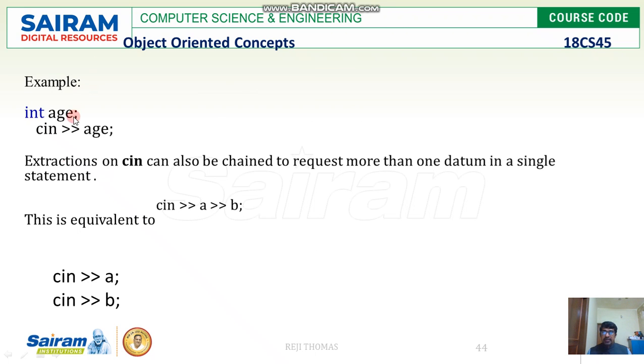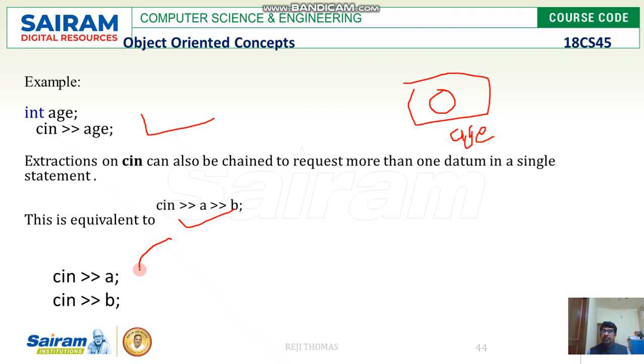So let us see the example for that. We have taken cin and age, which is going to read the value of age and store it in the variable. So think that this is my variable age. Whatever you type from the keyboard will be stored at this place. You can have multiple statements, cin a b, which is equivalent to cin of a and cin of b.